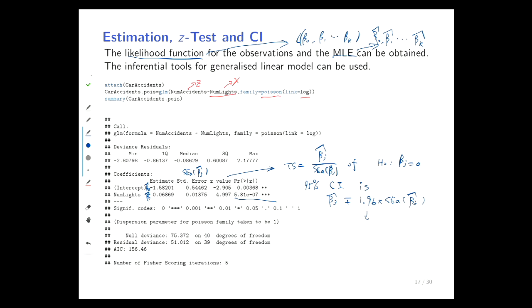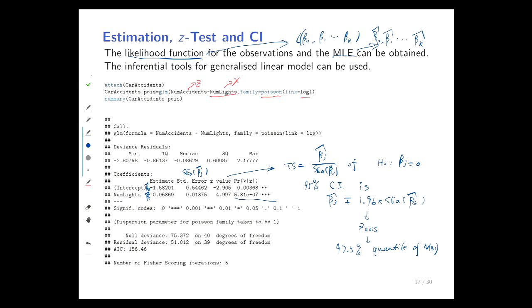And 1.96 is actually the 97.5% quantile of the standard normal distribution. I think everything here is standard, right?